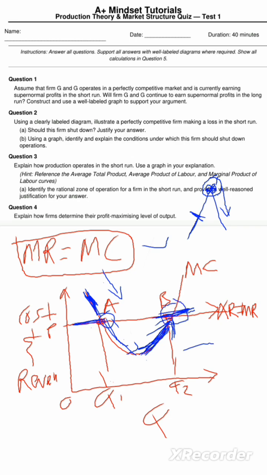Why? If we continue producing here, we'll be adding more to marginal cost than to revenue, because the marginal cost here is above the marginal revenue. Which means the extra output produced will add more to cost. You incur more cost than revenue. So these are the answers I was expecting you guys to give me. They are just two: the marginal cost must be equal to the marginal revenue, and the marginal cost must approach the marginal revenue from below, and it must be rising. So that is it, guys. That's the answer for this question.